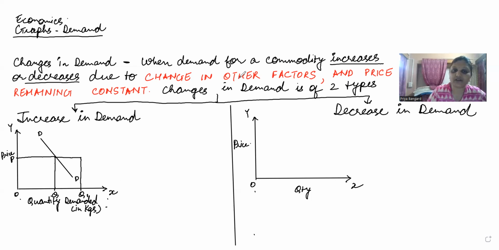So if I plot the new demand curve, how will it look? Here, like this. DD, new demand curve. So can you see the rightward shift? It is now DD, originally, and now it is D1. So this is called increase in demand. So here, write the rightward shift as increase.